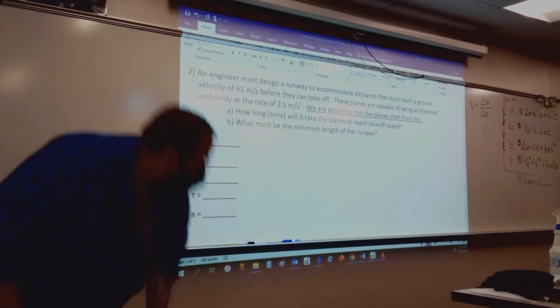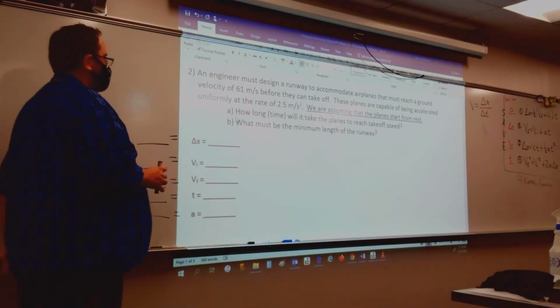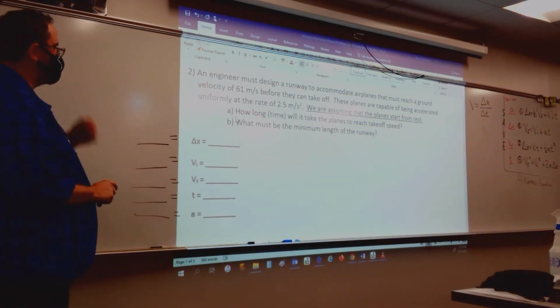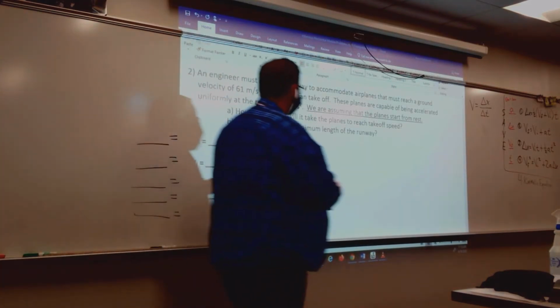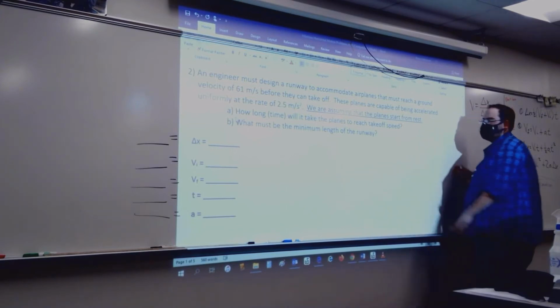An engineer must design a runway to accommodate airplanes that must reach a ground velocity of 61 meters per second before they can take off. These planes are capable of being accelerated uniformly at the rate of 2.5 meters per second squared. This underlined sentence here is not in your packet.